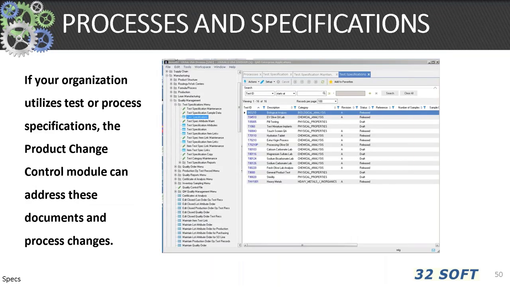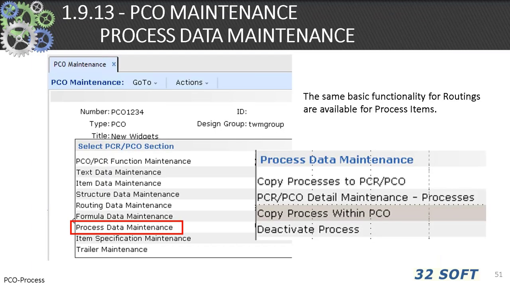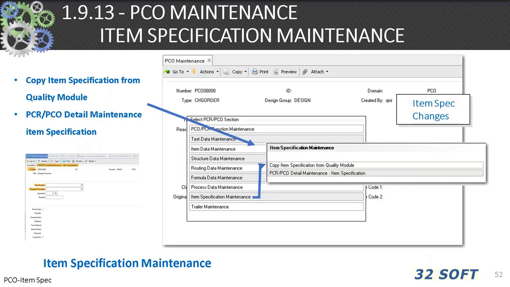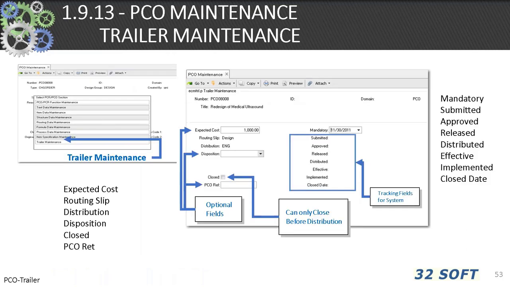If your organization utilizes test specifications or process specifications, the product change control module addresses these document and product changes. The 1.9.13 product data maintenance follows the same basic functionality for routings that are available for process items. If you're utilizing 19.1 test specifications in QAD, from within the 1.9.13 PCO maintenance you can copy item specifications from the 19 quality management module or the item specification detail maintenance.